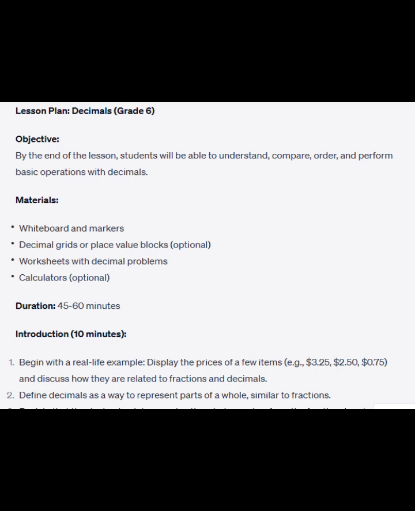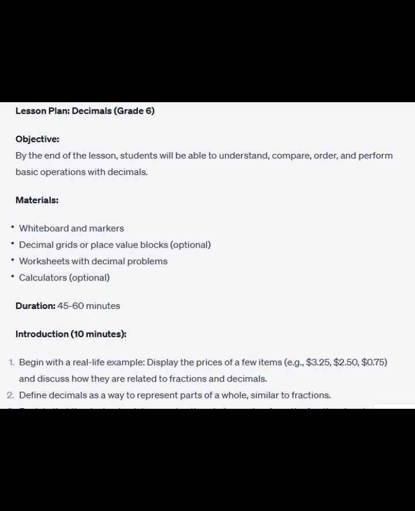Introduction, 10 minutes. Begin with a real-life example. Display the prices of a few items, e.g., $3.25, $2.50, 75 cents, and discuss how they are related to fractions and decimals.